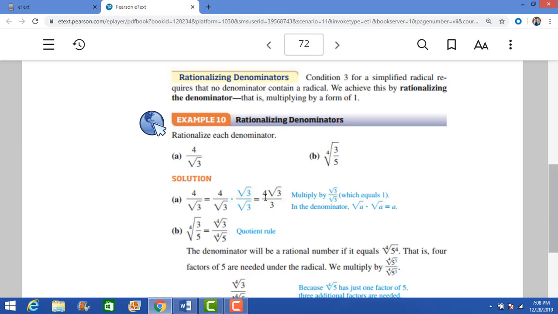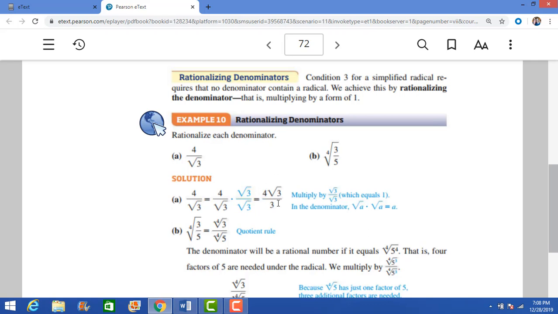So whenever we end up with a root in the denominator, we're going to use this technique called rationalizing the denominator to get rid of it. And so this would be the correct answer. If you left it like this, it would not be correct. You would have to go to the extra step of doing this.